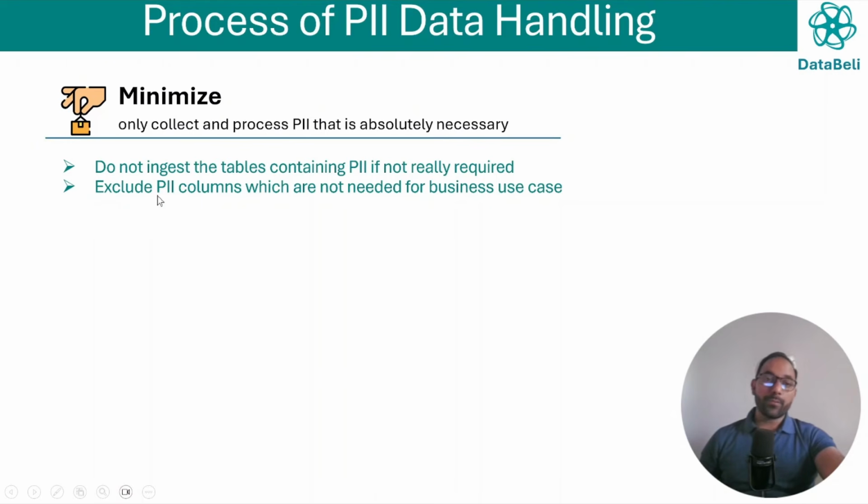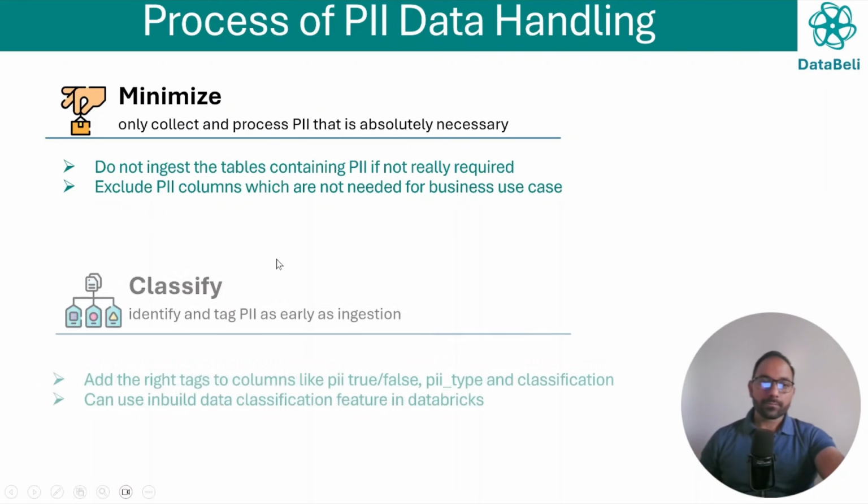Second is that if you are bringing up the table, but from the table, if there are PII columns, we need to decide whether we need them or don't need them. And if we don't need them, those columns also we can exclude in our ingestion process so that we don't have to handle PII data.